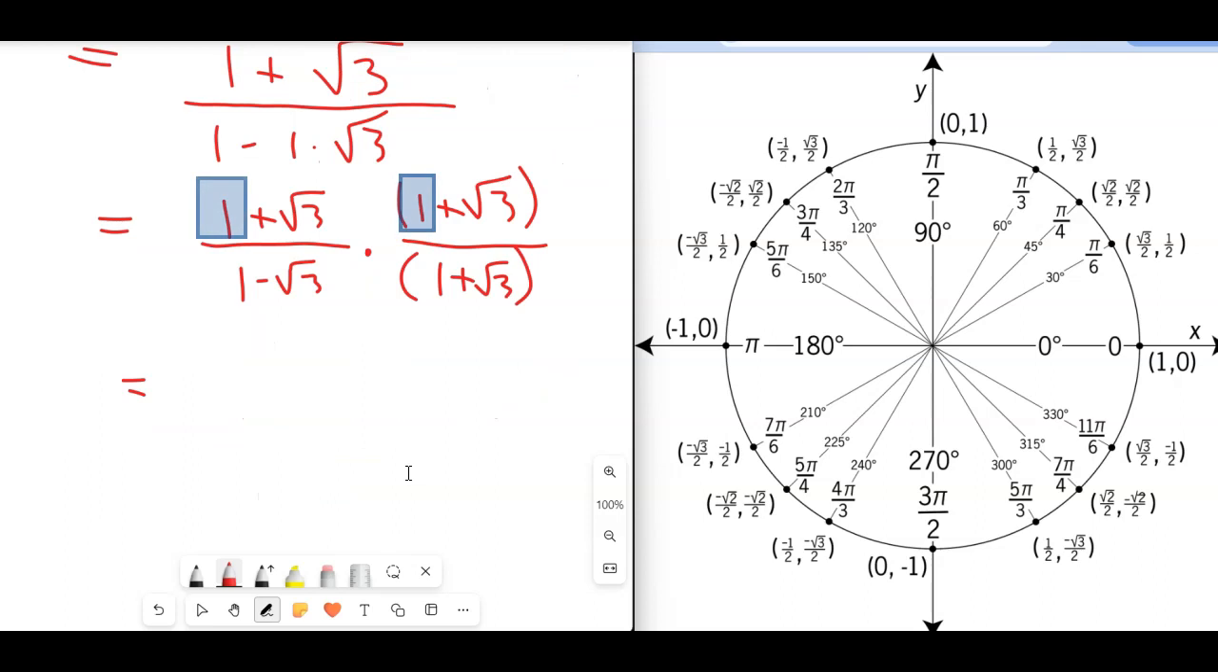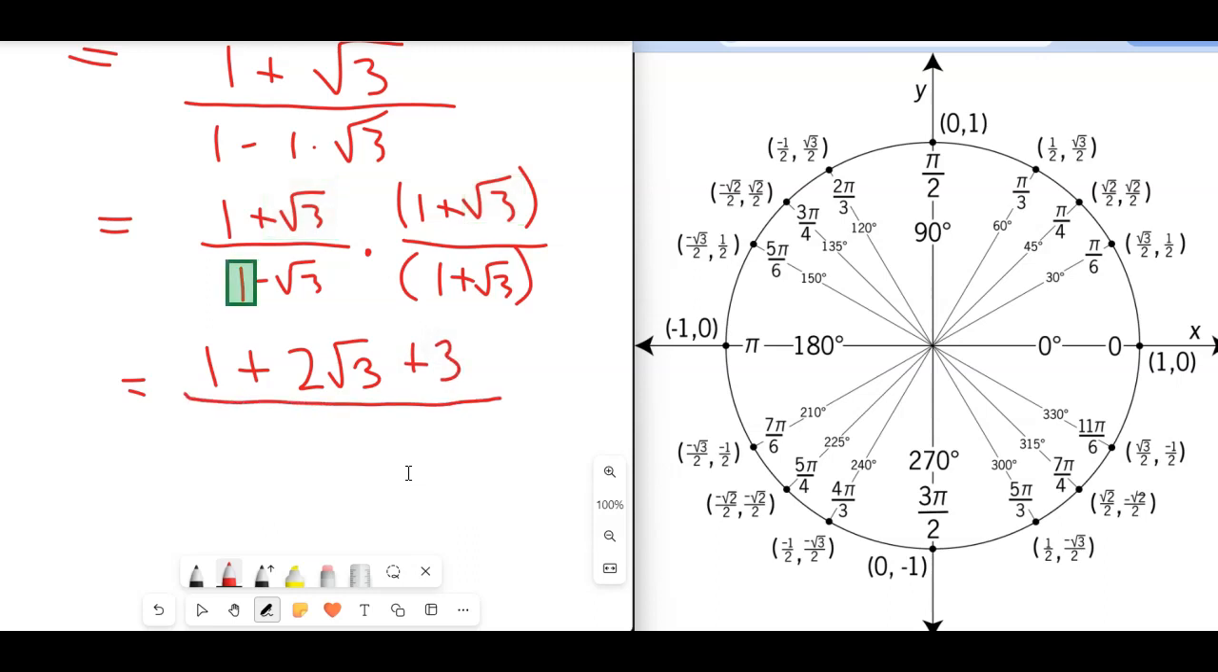Right up top, filling this out, I'll have a 1 times 1 is 1. Outside is the square root of 3. Inside is also the square root of 3, so that's 2 square root of 3. And then finally we have a square root of 3 times itself, which is just 3. On the bottom, these are conjugates, so we'll get the first number squared, which is 1 squared, minus the second number, the square root of 3 squared, which is just 3. And so we have 1 plus 2 square root of 3 plus 3. That'll be a 4 plus 2 square root of 3.